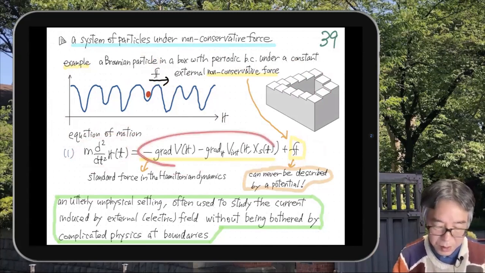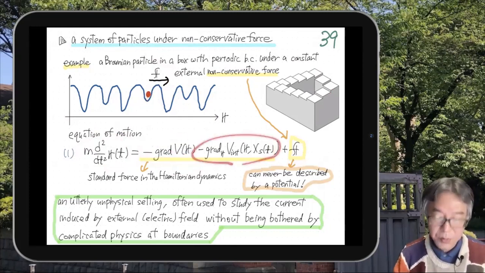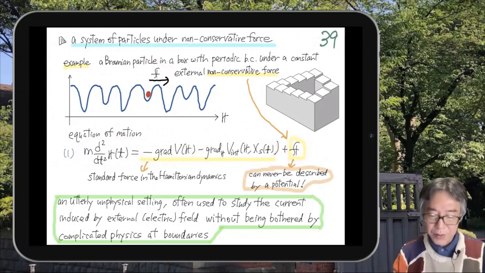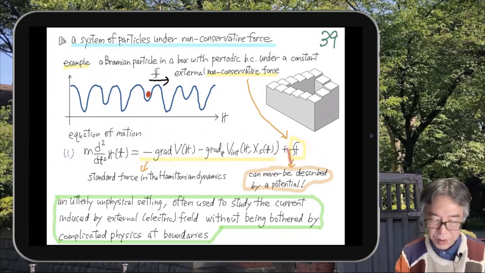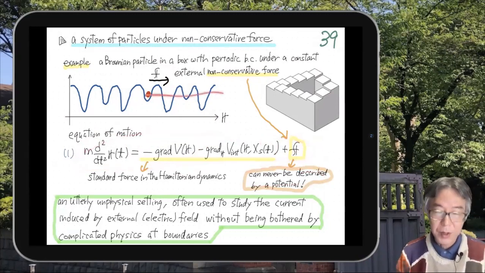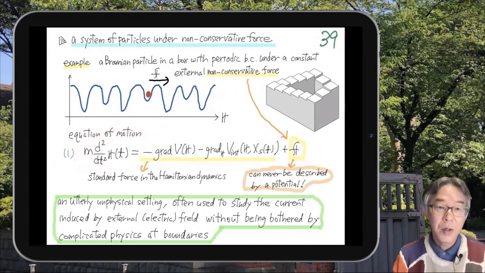This part is the standard gradient force, a force from this potential. This is a force from surrounding water molecules. And plus F. You can write this Newton equation. This describes this non-conservative force. You can never write this as a gradient of a potential, but anyway, you can write this kind of equation, and you can study this kind of dynamics. And you can study non-equilibrium states or non-equilibrium steady states realized by this kind of Newton's equation. Okay, so that's what we are going to do in part 4.